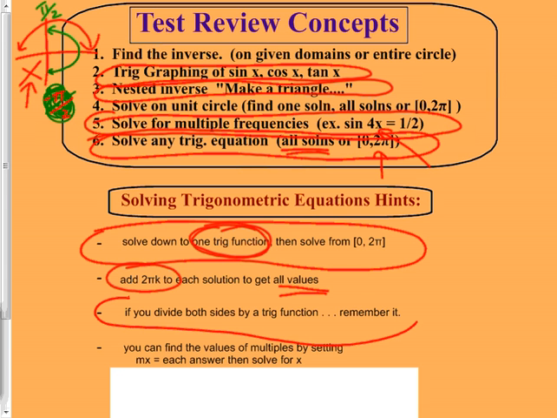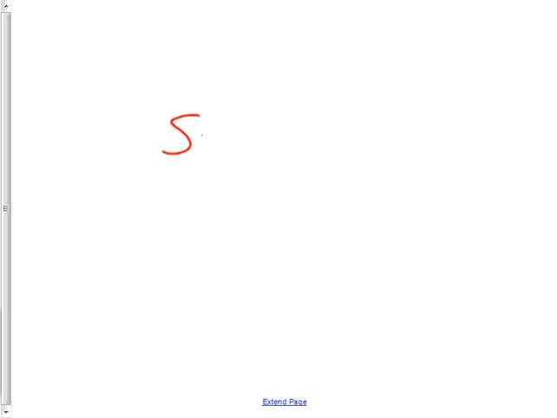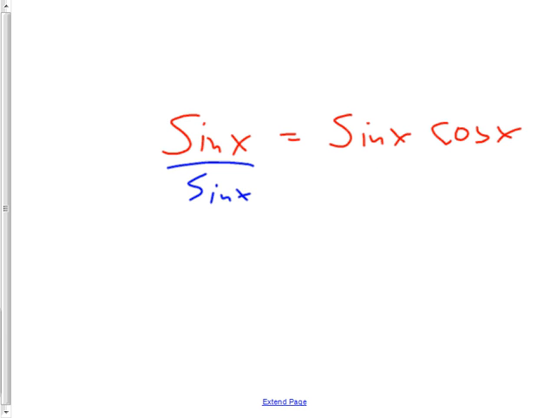If you divide both sides by a trig function, remember that you're going to lose a solution. Let me show you what I mean by that. Say you had sine x equals sine x cosine x. You could divide both sides by sine x. It's legal, but you're going to miss out on some solutions. What you have left here is that cosine equals 1. You could solve that and get an answer, but you've lost an answer.